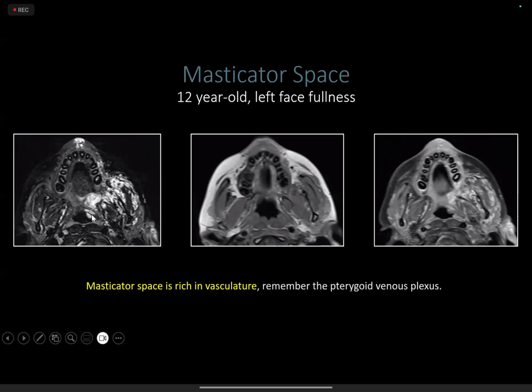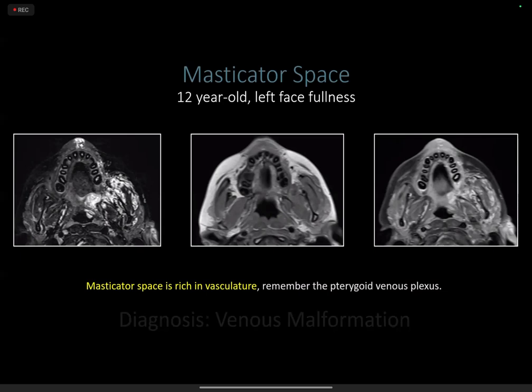There's also a component that extends into the pharyngeal mucosa and posteriorly to the level of the parotid space right over here as well, and probably the parapharyngeal fat. Here are the pre- and post-contrast images, and this lesion does demonstrate enhancement. And so once you hear transspatial, once you hear that it's high in T2 signal and it enhances, you need to think about a venous malformation. That's exactly what this is.